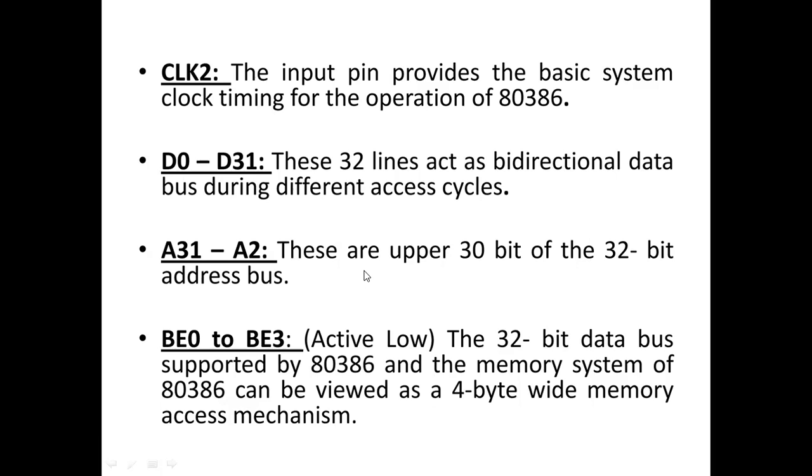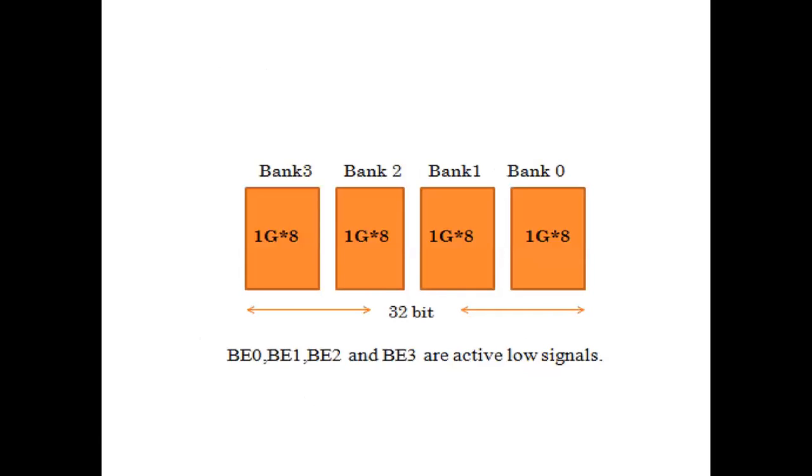BE0 to BE3, byte enable signals 0 to 3. The 32-bit data bus is supported by the 80386, and the memory system of the 80386 can be provided as a 4-byte wide memory access mechanism. As shown in the figure, there are 4 memory banks which are connected with BE0, BE1, BE2, BE3, which are active low signals.